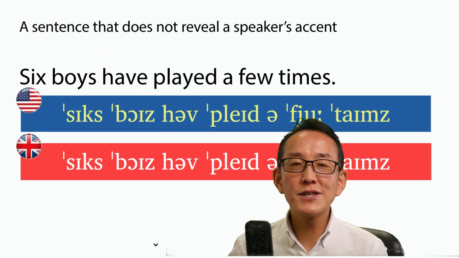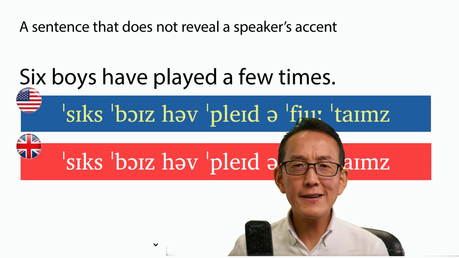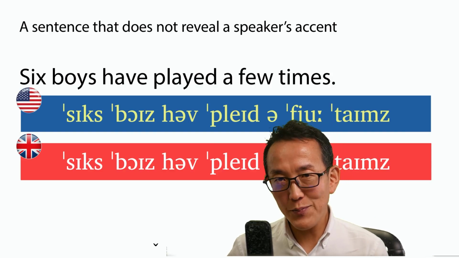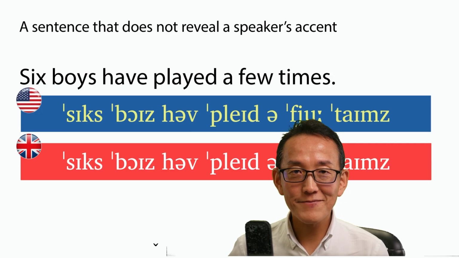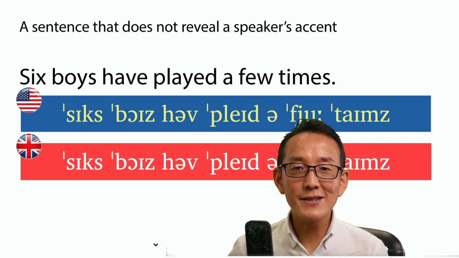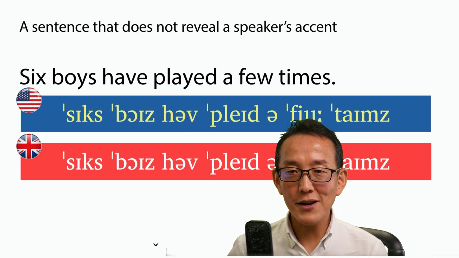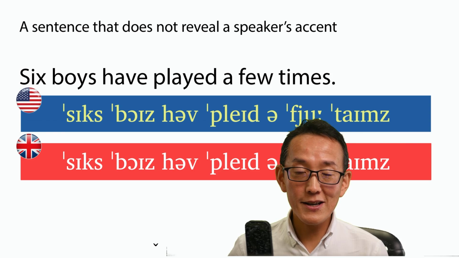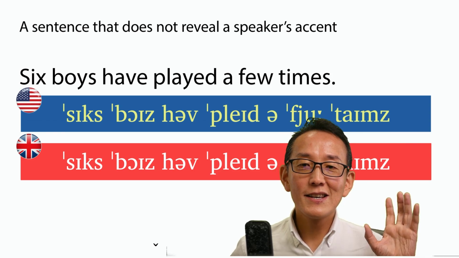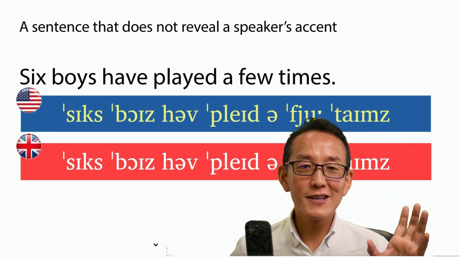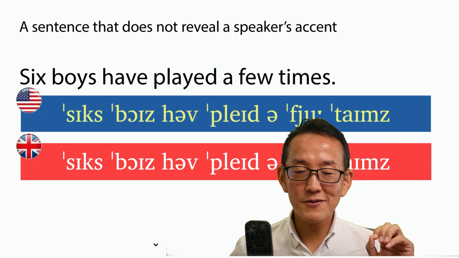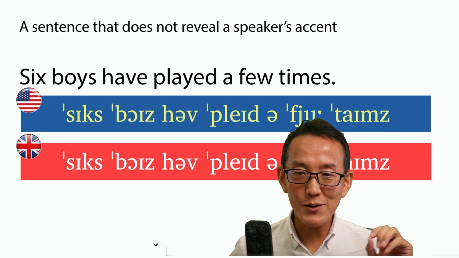Now let's do some small experiment. Do you think a single sentence can reveal whether a speaker is British or American? Okay, what about this sentence? I'm not going to read it out loud. So please read it for yourself. So do you think this sentence contributes to distinguishing different accent speakers?